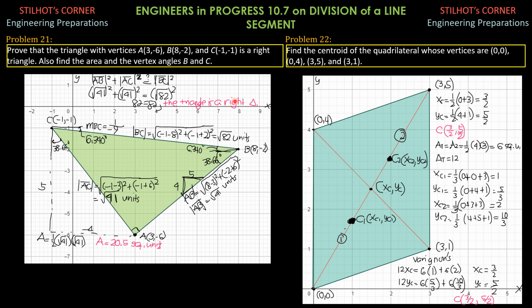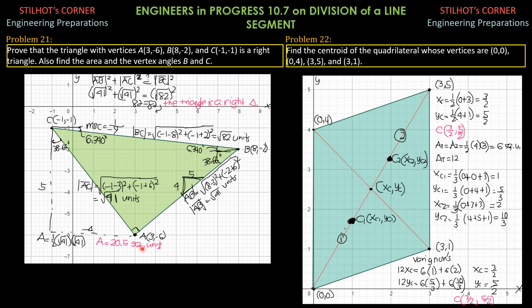Then we proceed to compute the area of the triangle. Because it is a right triangle, the area is 1/2 the product of the perpendicular legs. So 1/2, the perpendicular legs are AB and AC, and each is square root of 41. So 1/2 of square root of 41 times square root of 41 is equal to 41 over 2, or 20.5 square units. So that's the area.